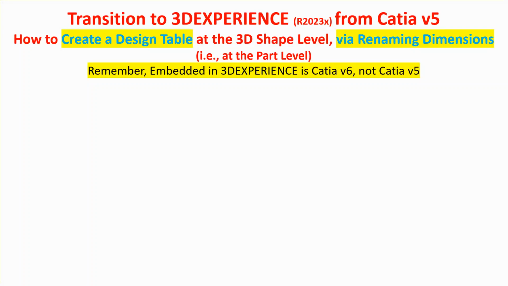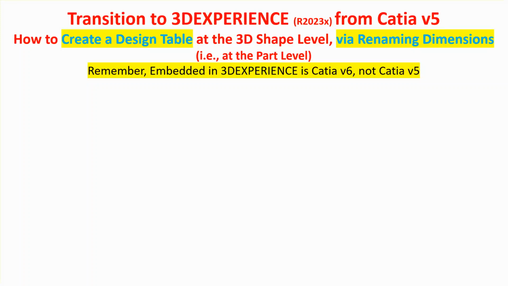Now, I already did one. The second one was using the design table by creating parameters. This one is a more straightforward way of doing the same thing, except that I'm not going to create parameters, but I'm going to rename dimensions. This is much easier than the previous one. However, it does not apply to the design table for assemblies.